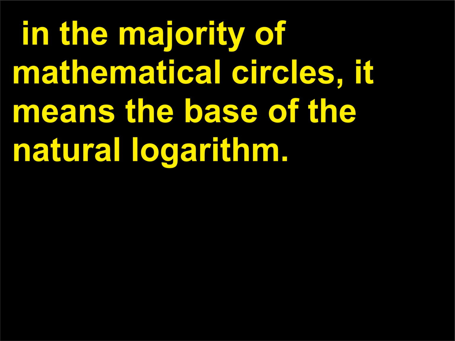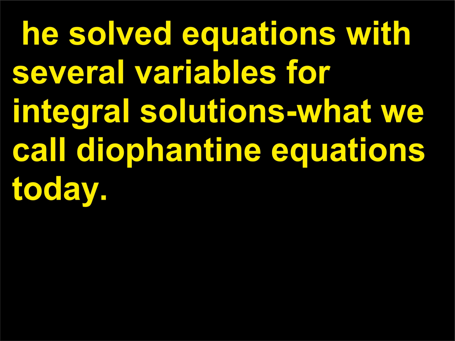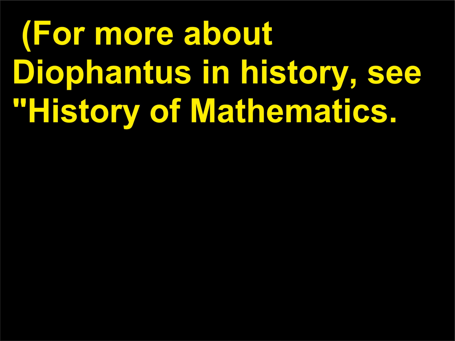What is a Diophantine equation? The first mention of Diophantine equations was by Greek, Hellenic, mathematician Diophantus, c. 210 to c. 290 CE, in his treatise Arithmetica. He solved equations with several variables for integral solutions, what we call Diophantine equations today. For more about Diophantus in history, see History of Mathematics.